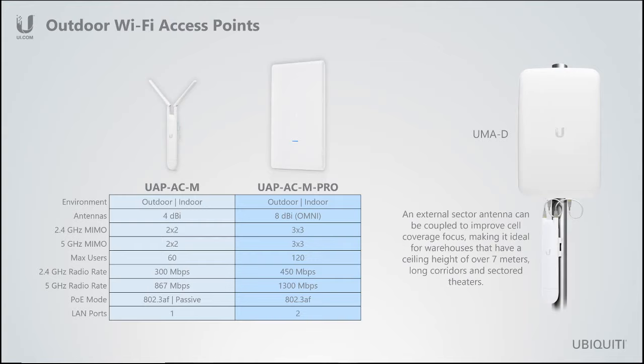We also have two outdoor Wi-Fi access points. Many installations of ours happen outdoors. So we have the UAP AC Mesh and the UAP AC Mesh Pro. One thing is that you can also buy an external antenna called the UME-D, which is the SKU, which can be attached to the UAP AC Mesh to increase coverage for the access point.